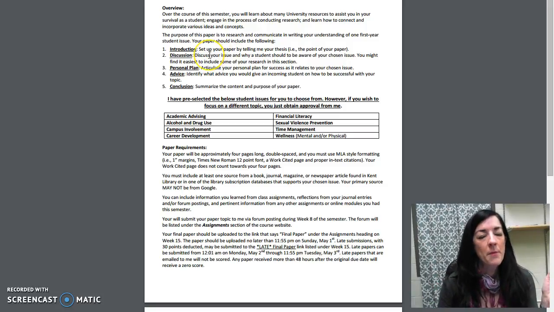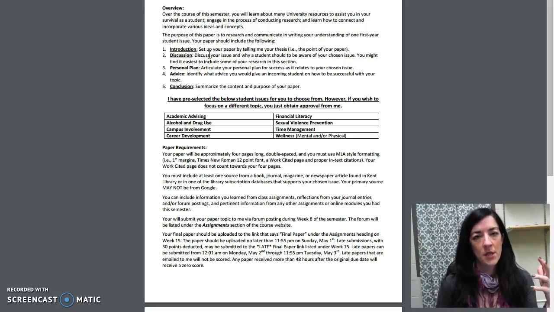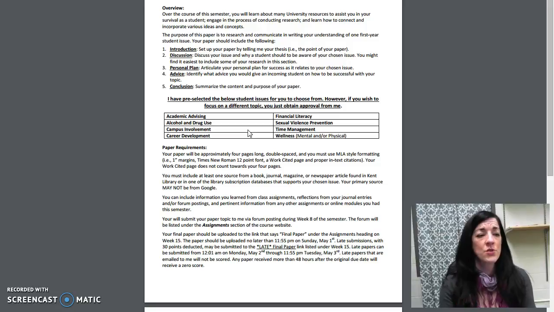This is probably the best place to include your research. And so if you found a particular, for example, like if you're studying alcohol and drug use, and maybe you find some really great government statistics about binge drinking in college students, this would be a great place to include that particular research. Okay, so you have a good solid discussion.